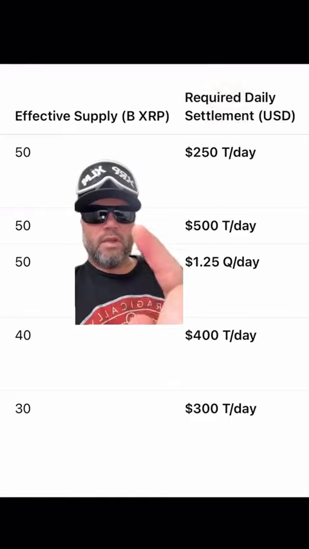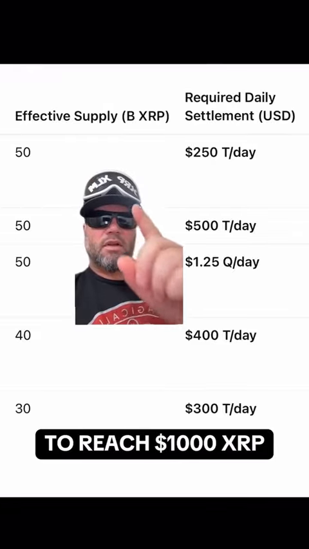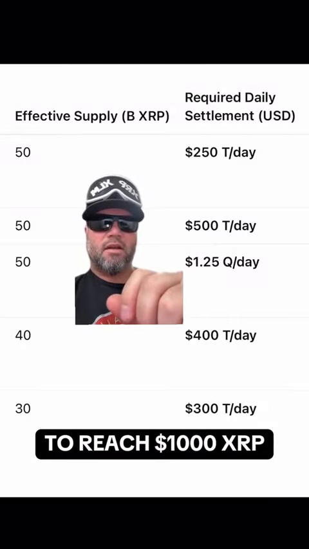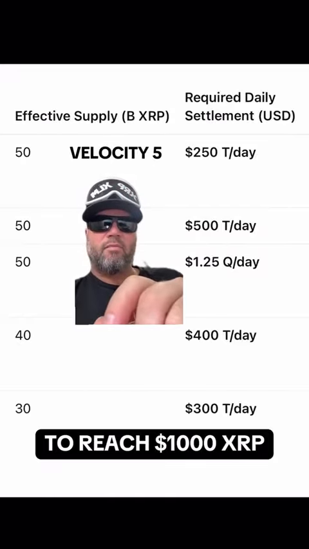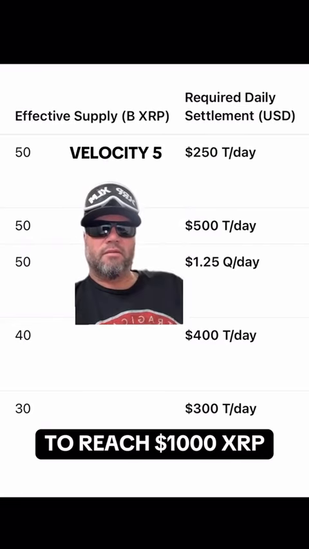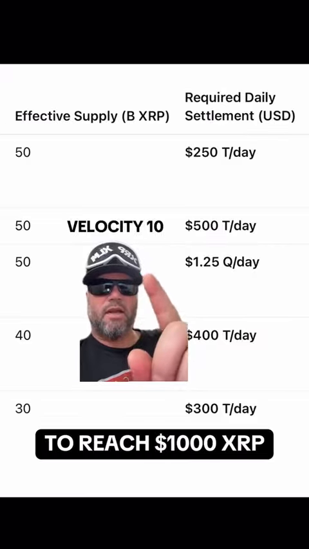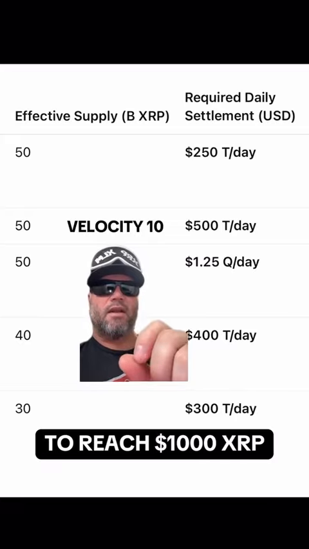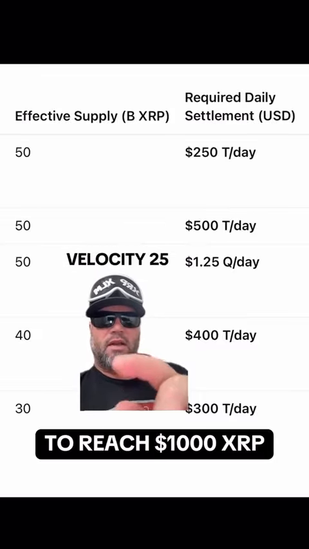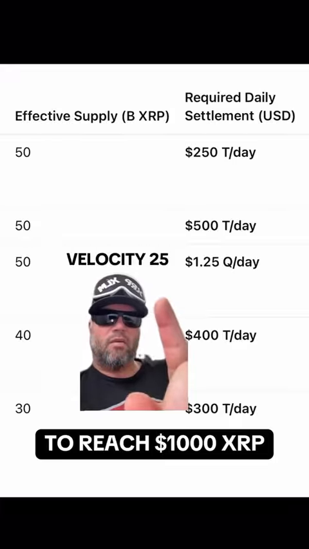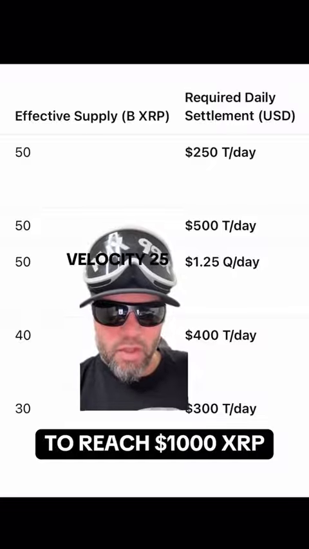per transaction. So here's a chart I made showing the required daily settlement needed for XRP to hit $1,000 using different circulating supplies and different velocities. The first one is a velocity of 5, supply of 50 billion: we're going to need $250 trillion. Number 2, a velocity of 10 with a 50 billion circulating supply: we're going to need $500 trillion per day to hit $1,000. Number 3, above my head, we have a velocity of 25, 50 billion circulating supply. We're going to need $1.25 quadrillion a day to hit $1,000 XRP.